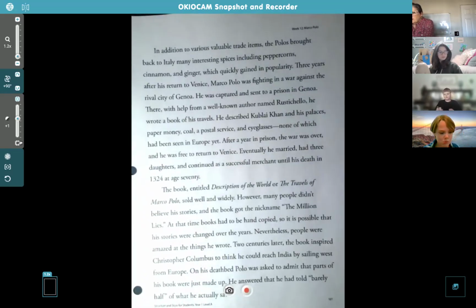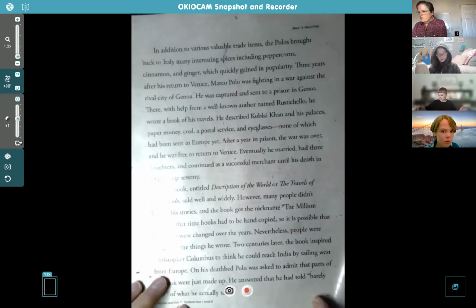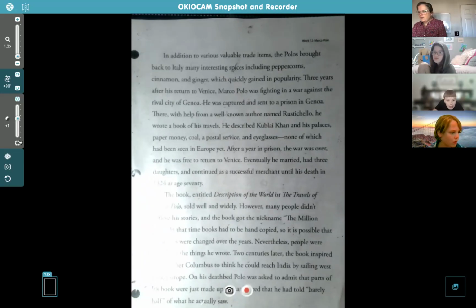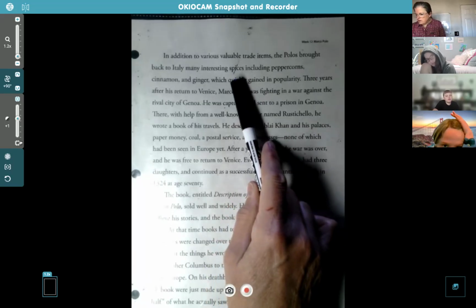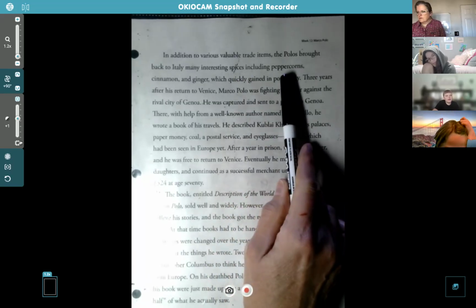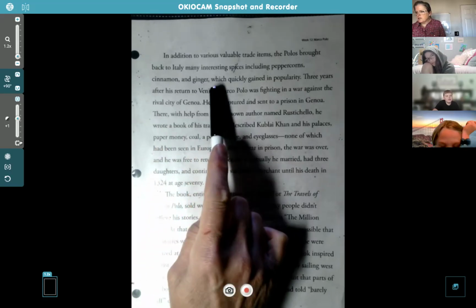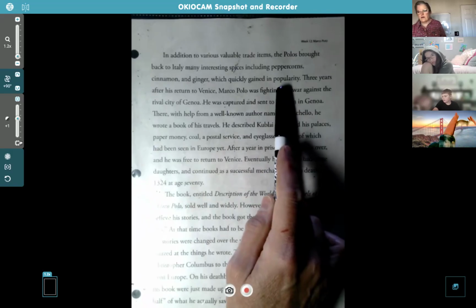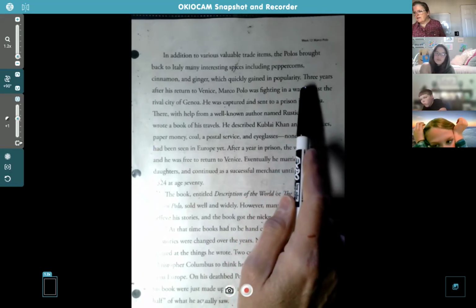All right. This is page 101. In addition to various valuable trade items, the Polos brought back to Italy many interesting spices, including peppercorns, cinnamon, and ginger, which quickly gained in popularity. So they brought back spices that weren't there. These are different spices than they had.